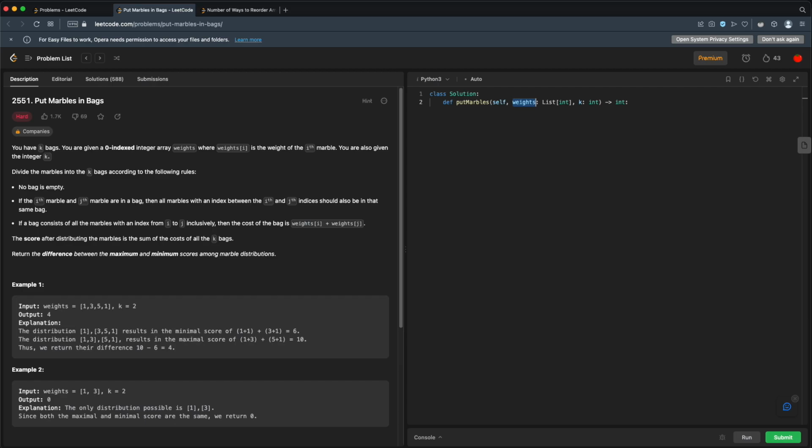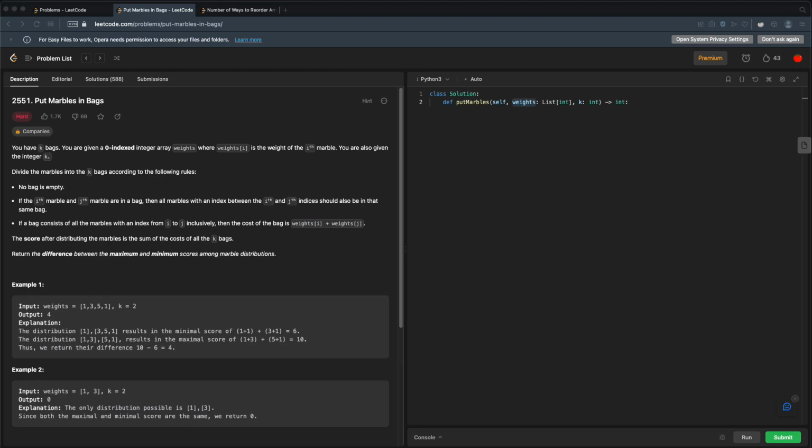And the cost of every bag is just the weight of the end marbles, so the first marble and the last marble in that bag. Now our score is the total cost of all the bags. So we divide all of the marbles up into our bags, calculate the cost for each bag, then sum those costs, and that is our score for that distribution. Now our goal is to find the maximum score possible and the minimum score possible over all the distributions and return the difference. So the maximum score minus the minimum score.